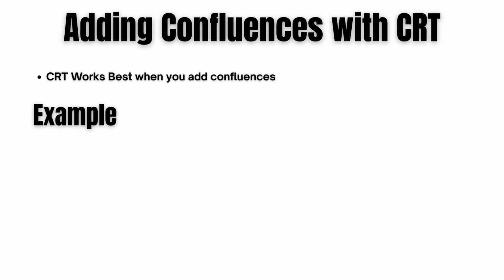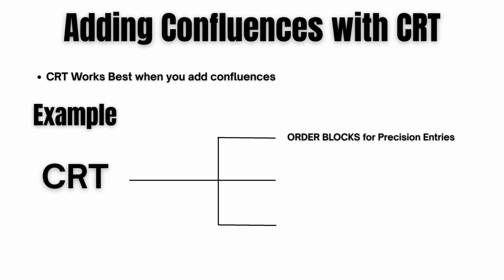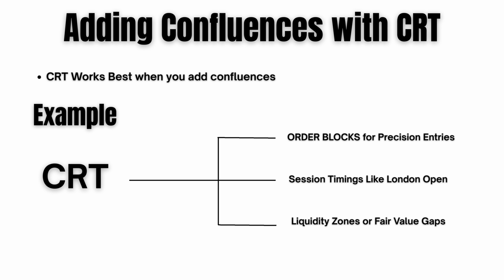Candle range theory works on its own, but it's even stronger when you add confluence. For example, combining CRT with order blocks for precision entries. Session timing, like the London Open or New York reversal. Liquidity zones or fair value gaps. These additional tools help confirm that the breakout move is backed by institutional order flow, not just random noise.